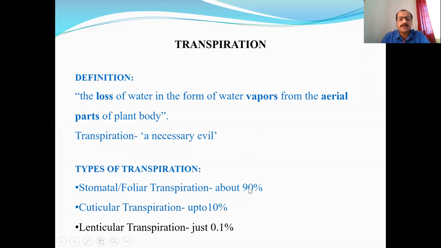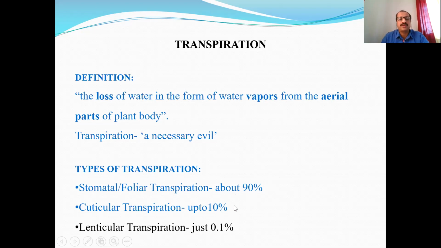So the main transpiration type is stomatal transpiration or foliar transpiration, which occurs through the minute, microscopic openings which are present on the surface of green leaves as well as green herbaceous stem. And actually these stomata are meant for gaseous exchange, but through the same pores, through the same stomata, water vapors are also released outside the plant body. So that type of transpiration is called stomatal or foliar transpiration.